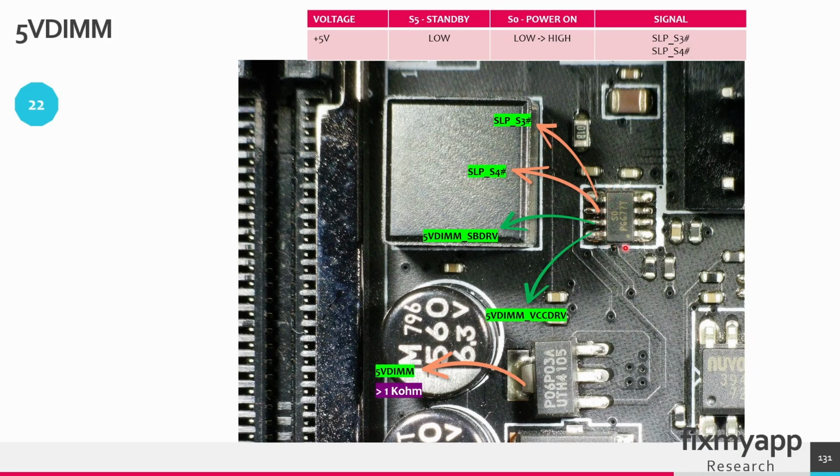This is the 5 volt DIMM controller, and these are the sleep state S3 and sleep state S4 on those two pins. Depending on the state of these two signals, it will send a signal to the smaller MOSFET or the bigger MOSFET to determine what will be the source voltage of 5 volt. And this is the output. Eventually the 5 volt DIMM voltage has to be created and the output is higher than 1 kilo ohms.